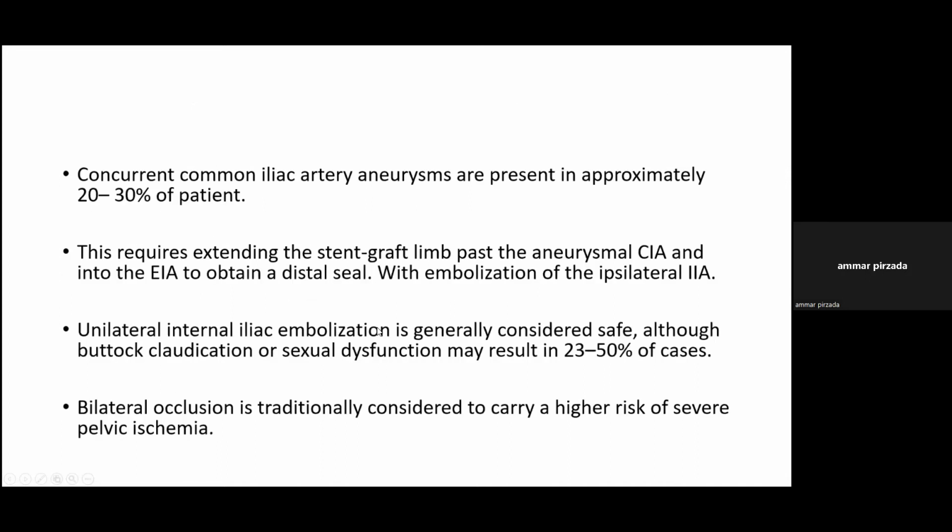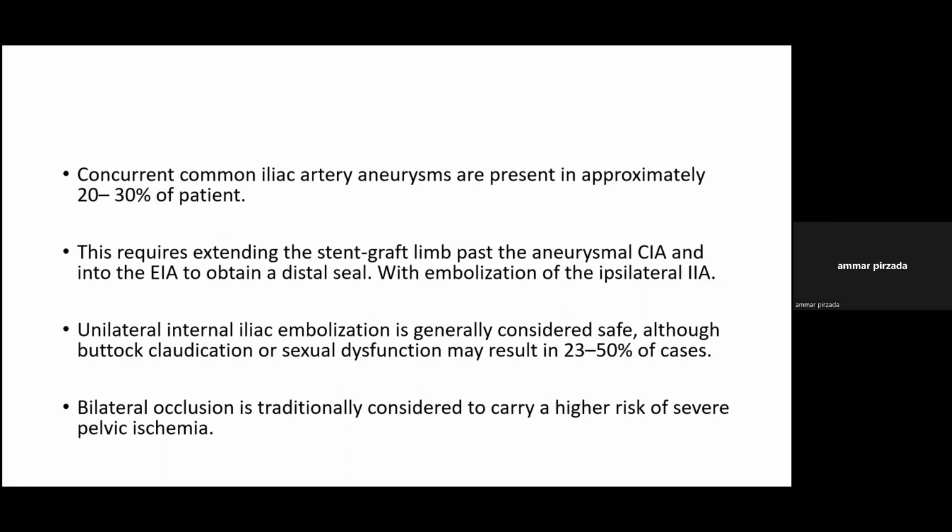There can be cases, particularly where we can have concurrent common iliac artery aneurysm with AAA, and literature suggests that there can be 20 to 30% of such patients. This requires extending the stent graft length past the aneurysmal common iliac artery and into the external iliac to obtain a distal seal with embolization of the ipsilateral internal iliac artery. So basically, we are occluding or we are bypassing this segment of the common iliac artery that is aneurysmal.